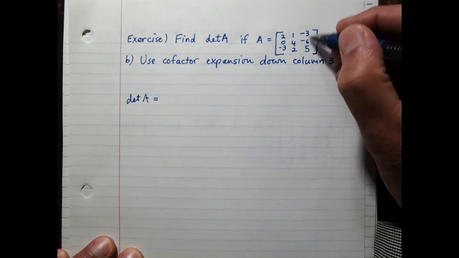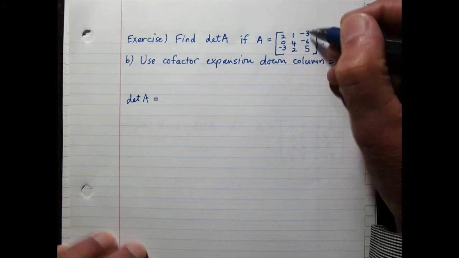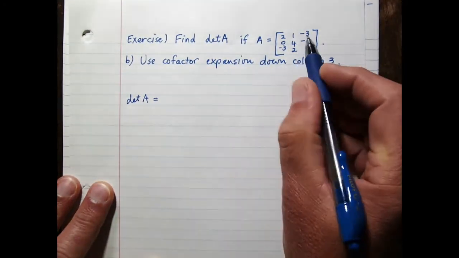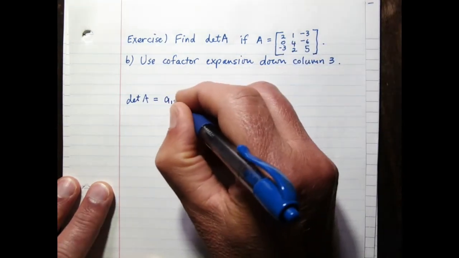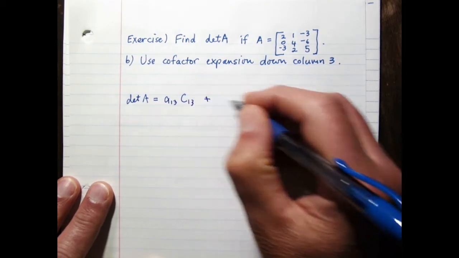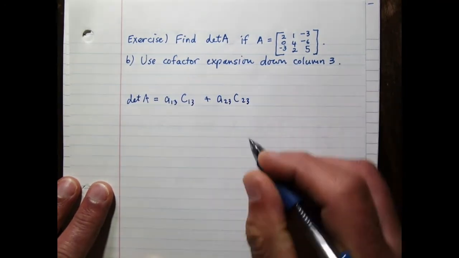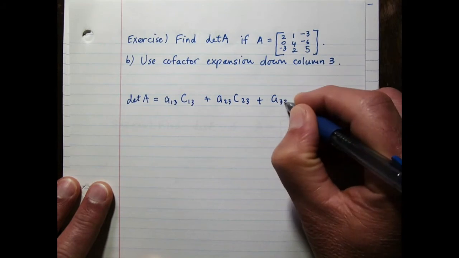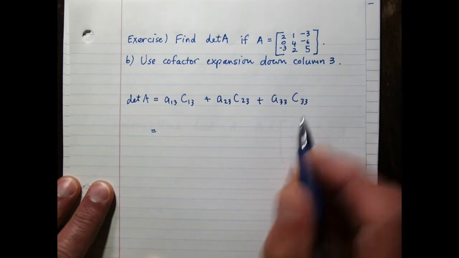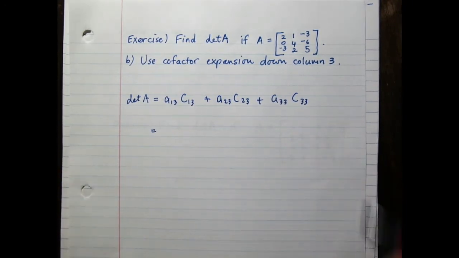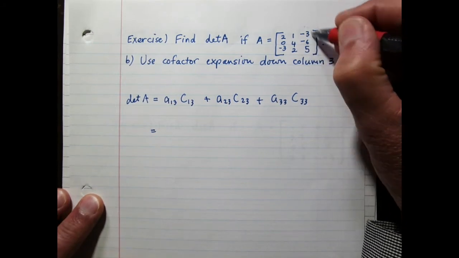So down column 3, I'm going to take this entry, then this entry, then this entry. I'm just going to write out the formula here once. So down column 3, that's first row, third column, so that's A13, C13, plus A23, C23, plus A33, C33. But I'm never going to have to write out that line. What we're going to do is just focus on the column we're expanding along.